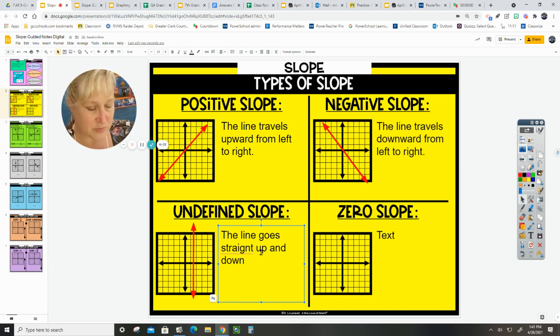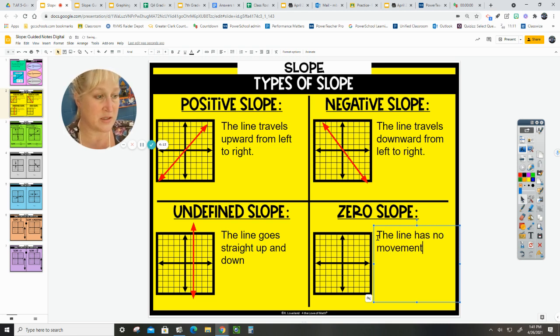Oh, that's an H. Zero slope: the line has no movement up or down. It is a straight horizontal line.